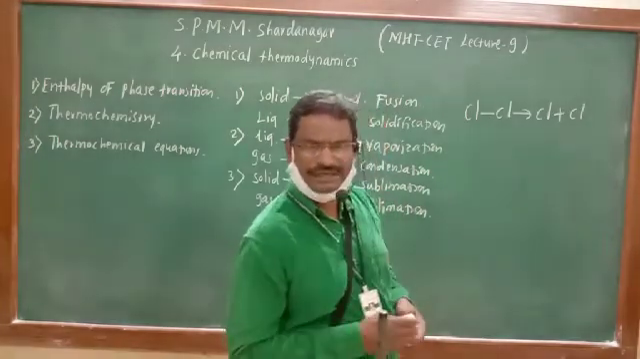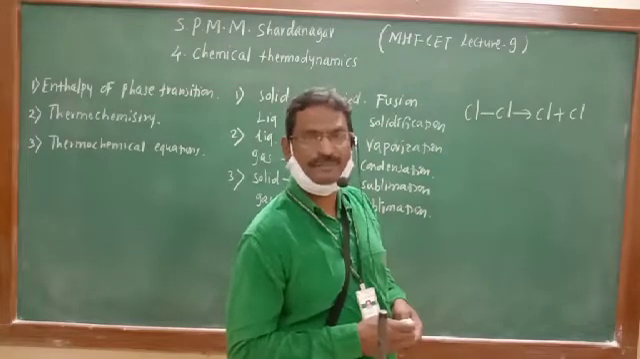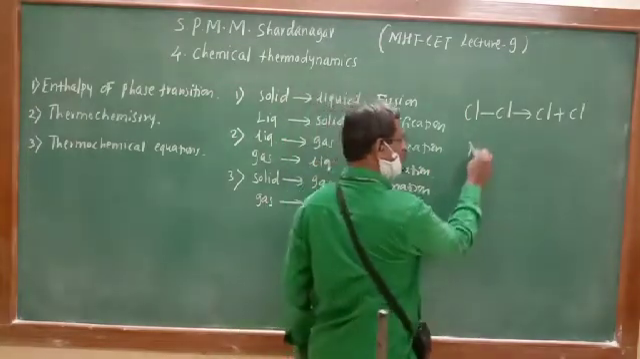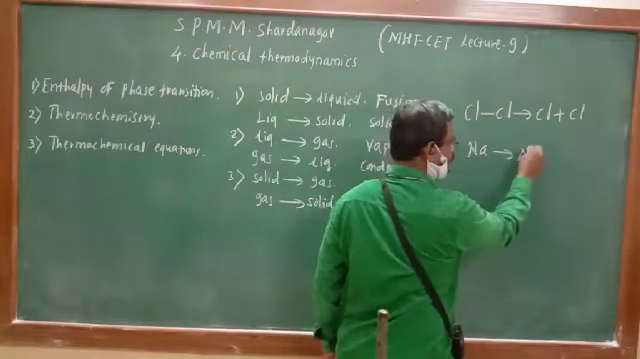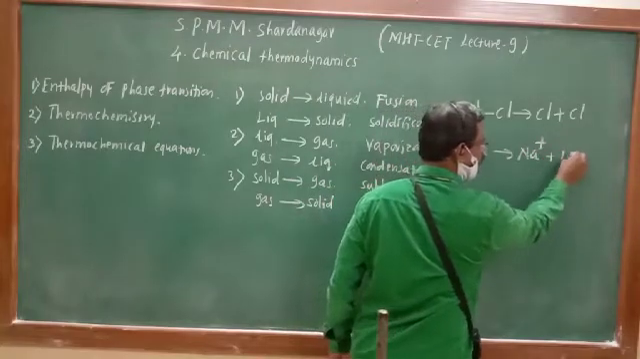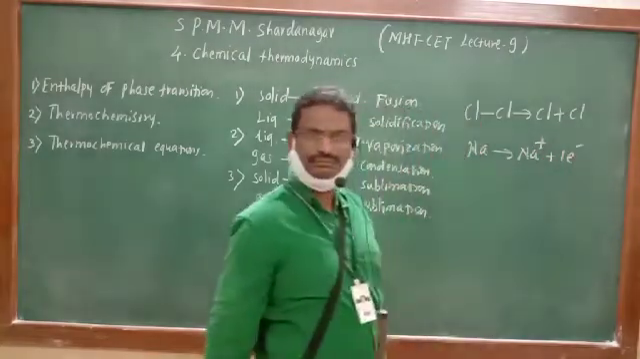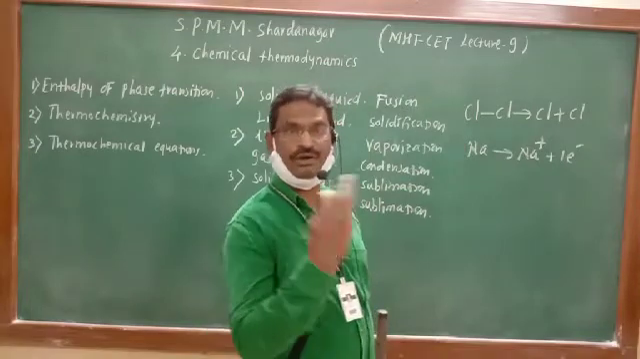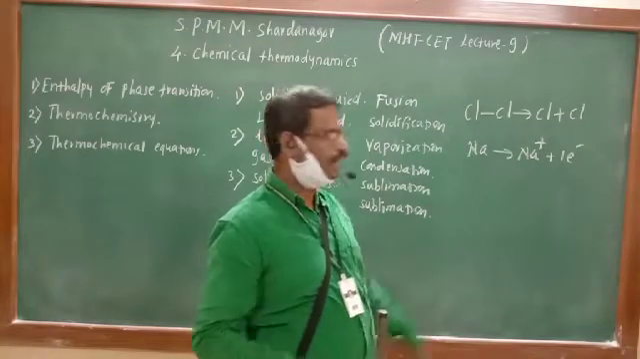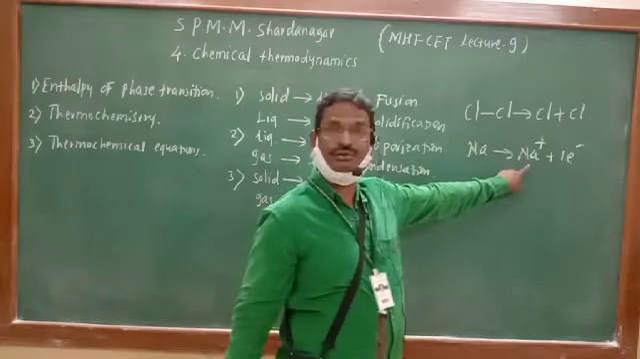Enthalpy of ionization. For example, sodium is converted to Na plus and 1 electron. Electron is lost and the neutral atom is converted to an ion.